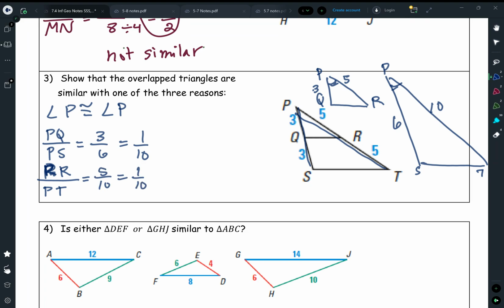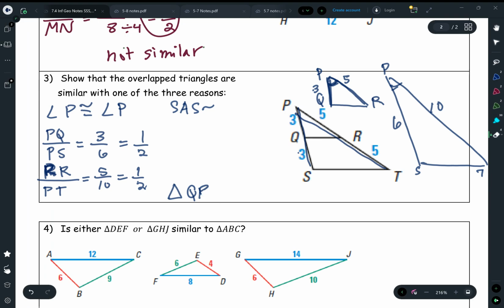So this is going to be side and then angle and then side, because I have a side here and then an angle and then a side. And remember, the corresponding sides have the same ratio, and the angles are congruent. And I don't know why I wrote 1/10. I very clearly said 1/2. Well, I wrote 1/10, so let's go ahead and fix that up. So this is going to be, again, side angle side similarity, and then we'll make our similarity statement. Triangle QPR is similar to triangle SPT.